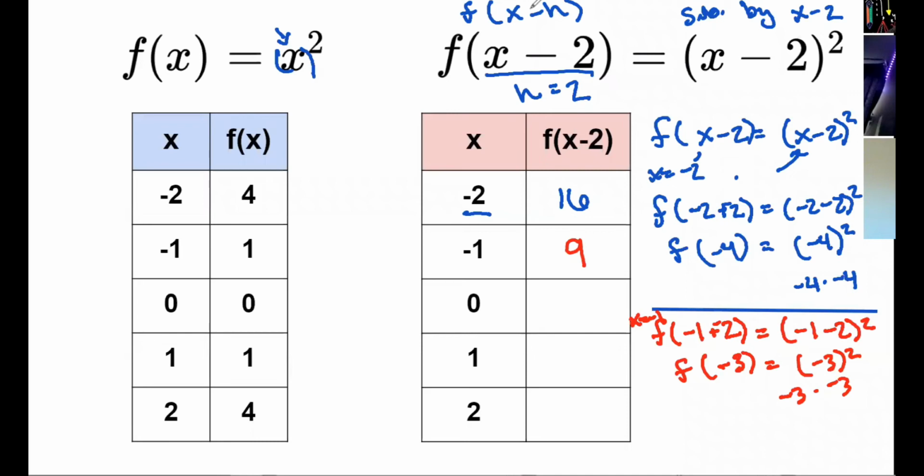For 0, I do have the result. The result is 4. That's correct. And for 1, does anybody have the 1? For 1? 1 is 1. That's correct. And for 2?